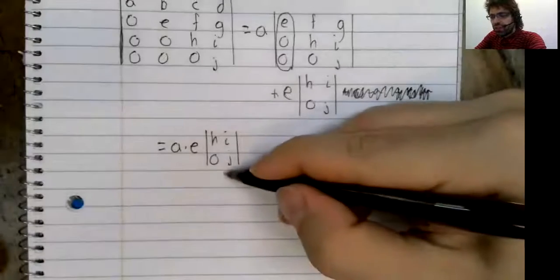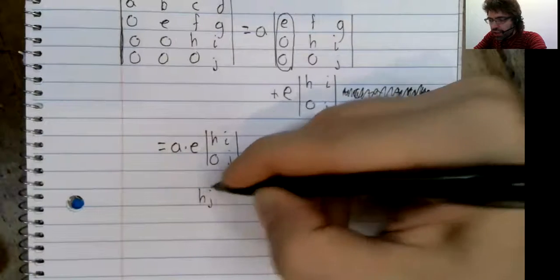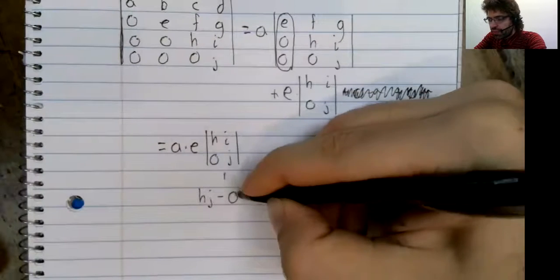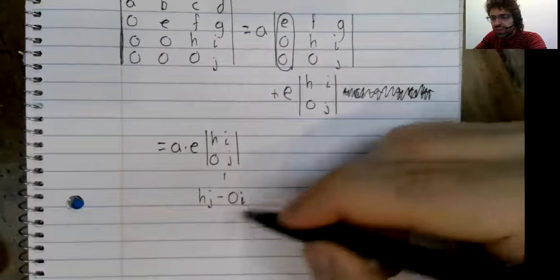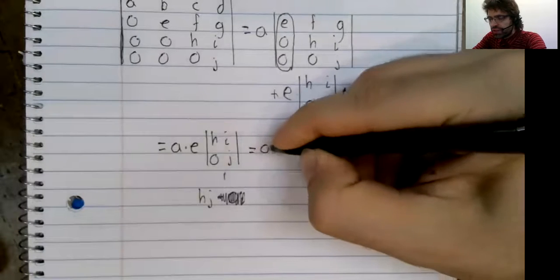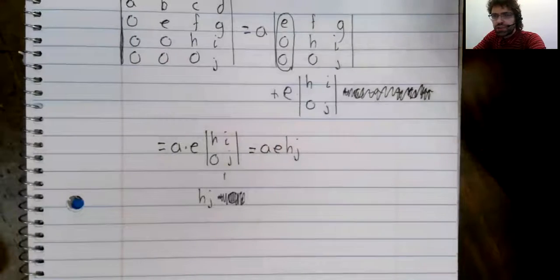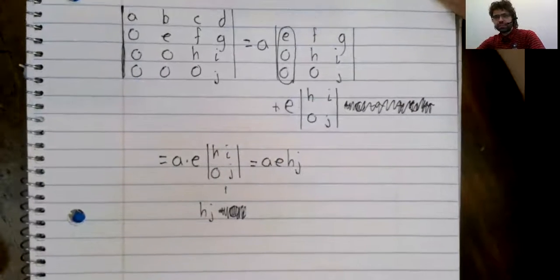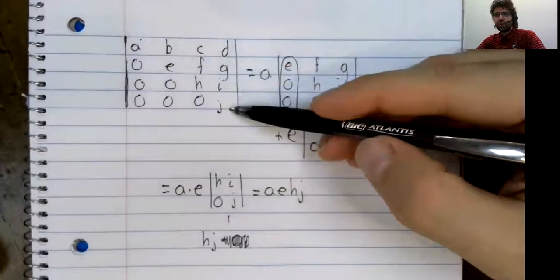And to find this determinant, we multiply the diagonal elements, and we multiply the anti-diagonal elements, and we subtract them, and of course this is 0. So we're left with A times E times H times J. The product of the diagonal elements.